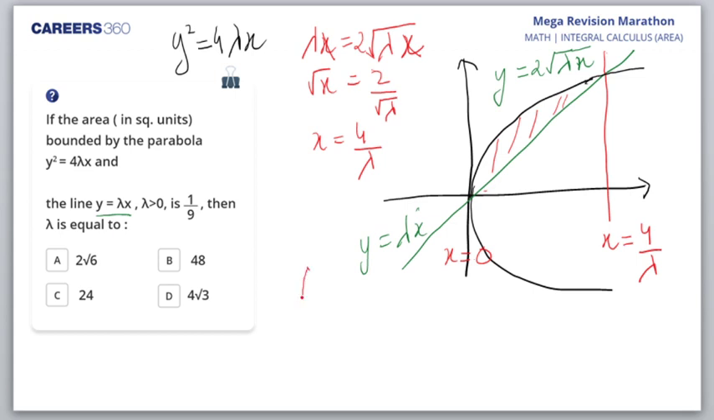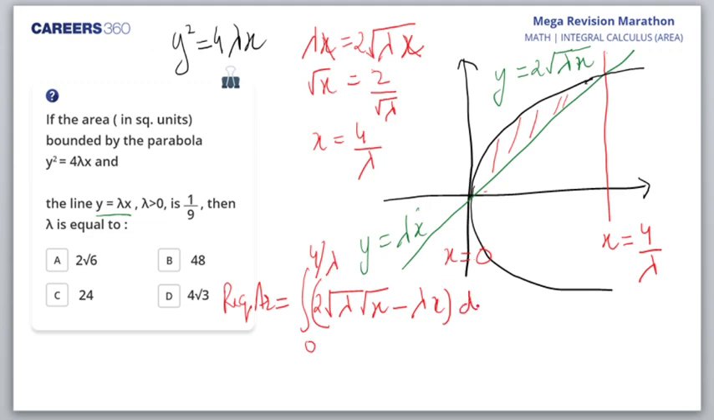So we integrate between 0 to 4 by lambda. This is the required area. We'll integrate 2 root lambda under root x, minus the line. The line would be lambda x, and the limits would be 0 to 4 by lambda. Okay. So this integration I have to do.